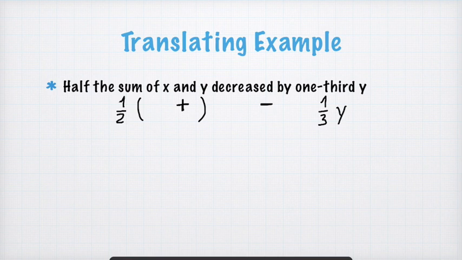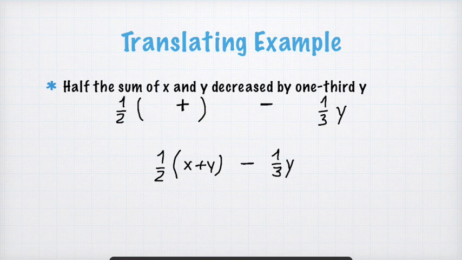So let's write this down. We're going to have 1/2 times the sum of x plus y decreased by 1/3 y. And that is our translation.